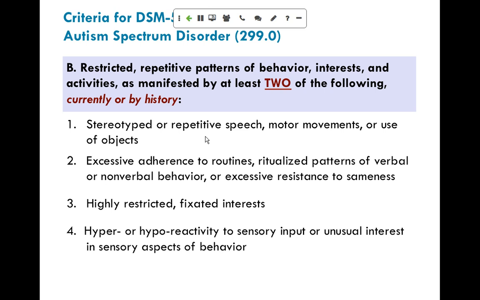An individual has to have at least 2 of these 4 criteria in order to meet the whole encompassing criteria for ASD. And this can be current or by history, so it's really critical to do a very thorough history with parents or caregivers, because even if an individual doesn't present with these, because they're not highly frequent behaviors, you might not see them in, let's say, the hour or 2-hour snapshot that you have with the individual, but they could have it by history.